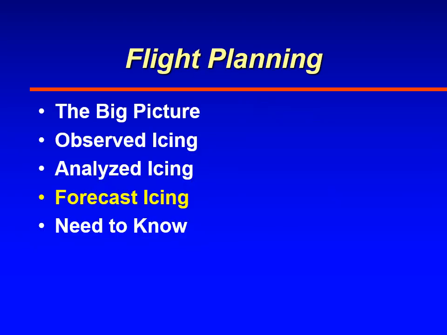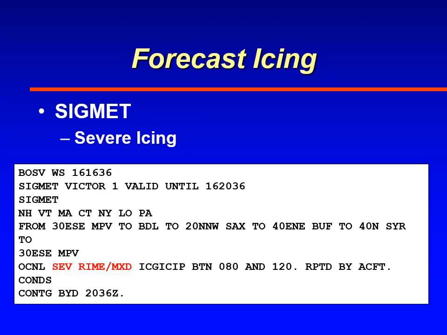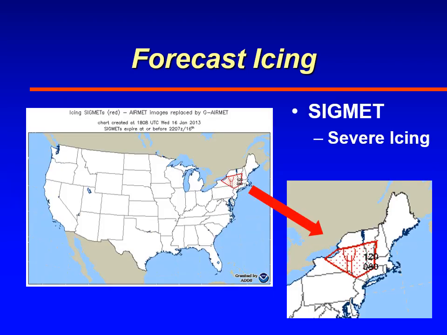Our flight planning for icing checklist is forecast icing. Forecast icing is given in several different products. The first one, probably the most important, is SIGMETs. Remember that SIGMETs provide a forecast of severe icing. SIGMETs are both graphical and also textual.